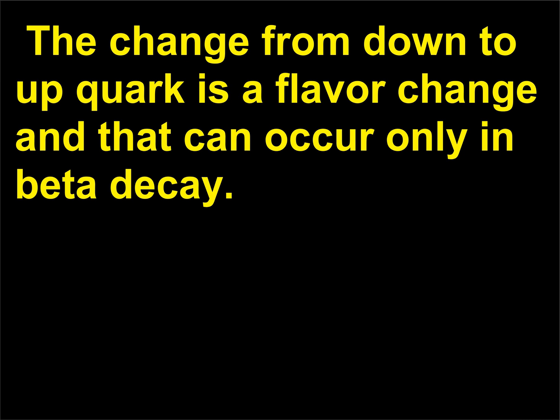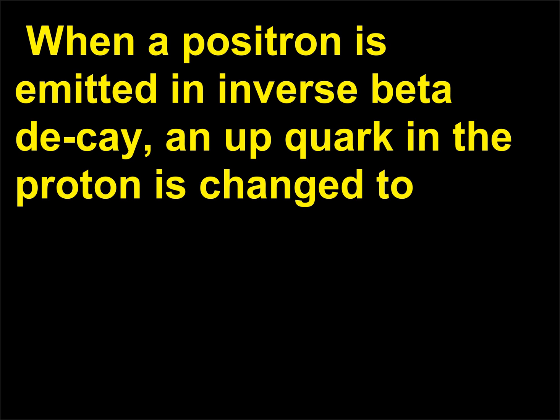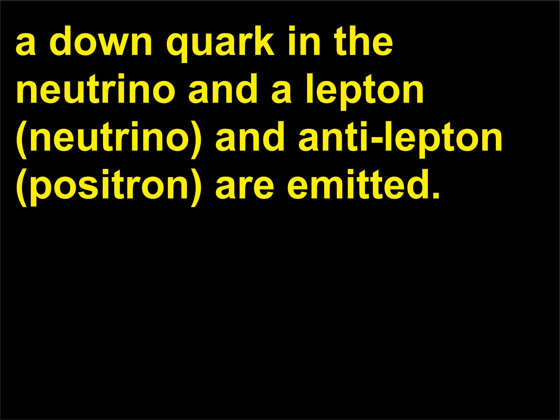The change from down to up quark is a flavor change, and that can occur only in beta decay. When a positron is emitted in inverse beta decay, an up quark in the proton is changed to a down quark in the neutron, and a lepton, neutrino, and antilepton, positron, are emitted.